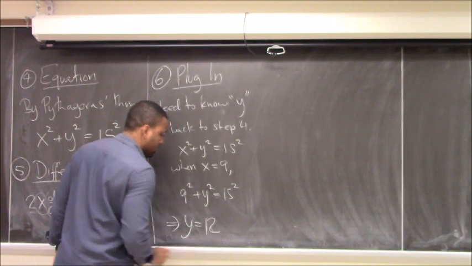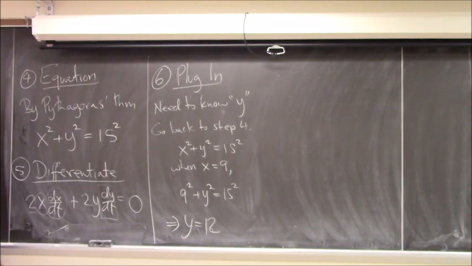Y is equal to 12. Now how do you find that 12? When you do 9 squared, you get 81. 15 squared is 225. So when you subtract 81 on both sides, you get y squared equals 144, and then you do the square root of it as well. So just by that, yeah, you can do it that way.